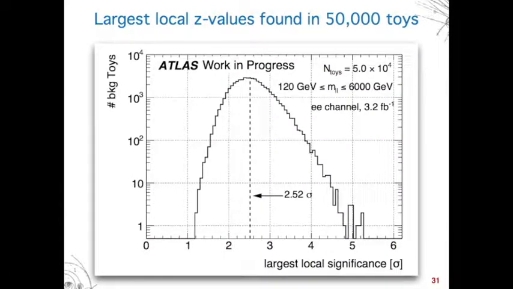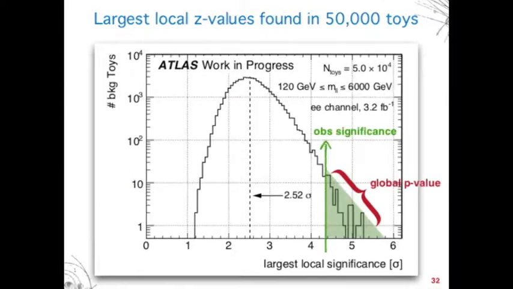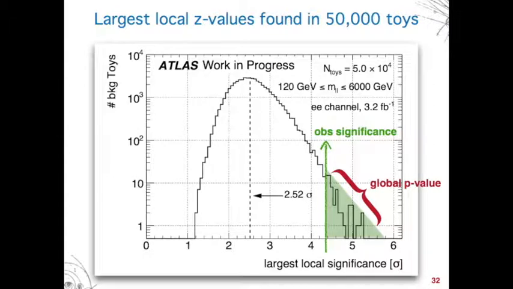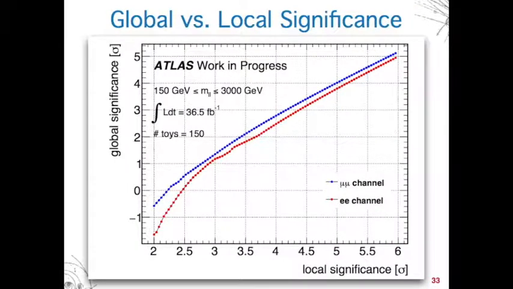You see that here out of 50,000 toys, we do have a handful that had up to 5 sigma fluctuations. Then the global p-value corresponding to an observation of, say, 4.2 sigma or so would simply be this integral divided by the total sum. Okay, what you see here is a quantification of the look elsewhere effect.